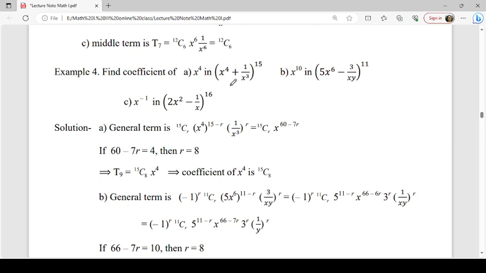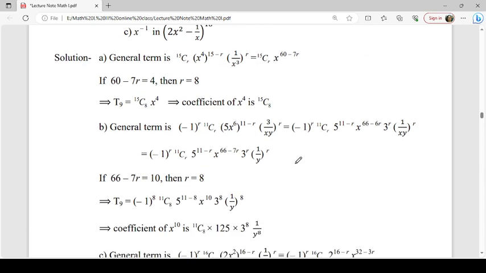So if we can have x to the power 4, then this must be equal to 4. 60 minus 7r must be equal to 4, so 60 minus 7r equal to 4, then r equal to 8. So what we have, r is 8 here, so r is 8 means it is the 9th term, T9. T9 is 15C8 x to the power 4, so the coefficient is 15C8.